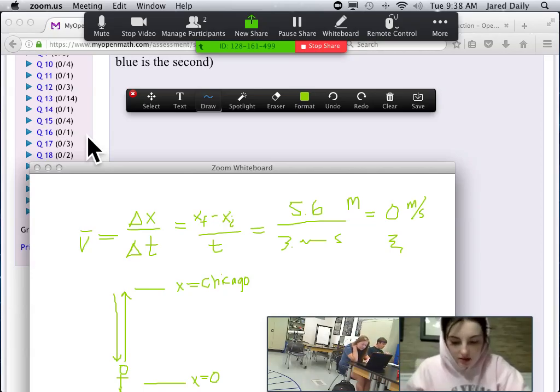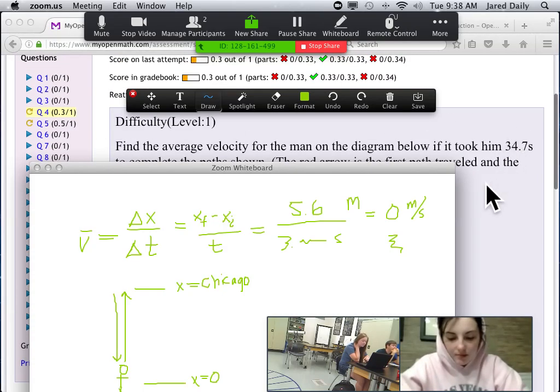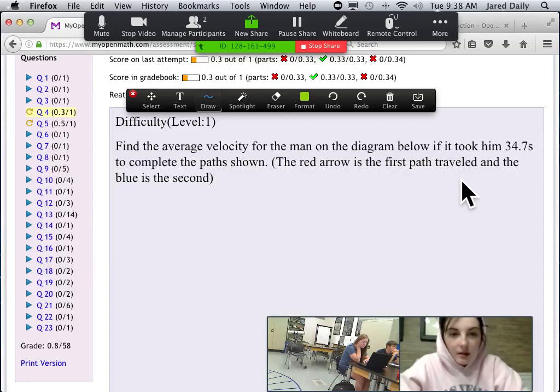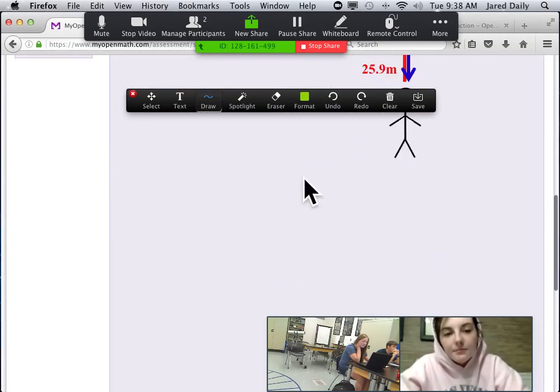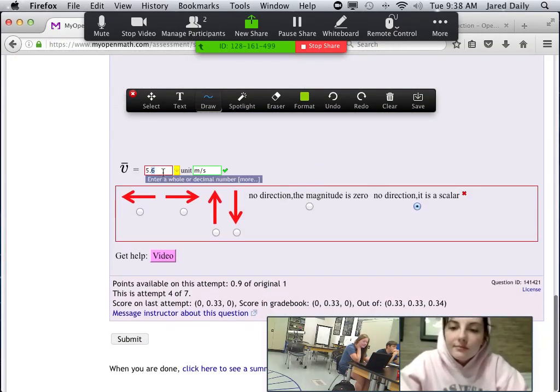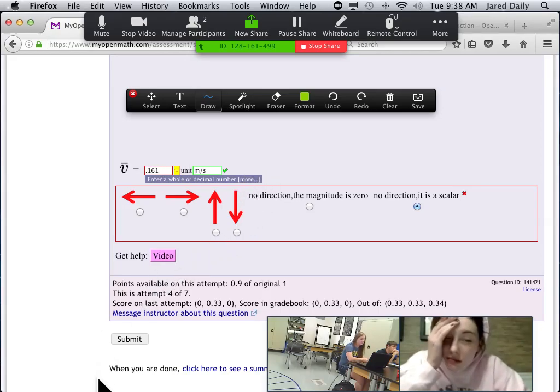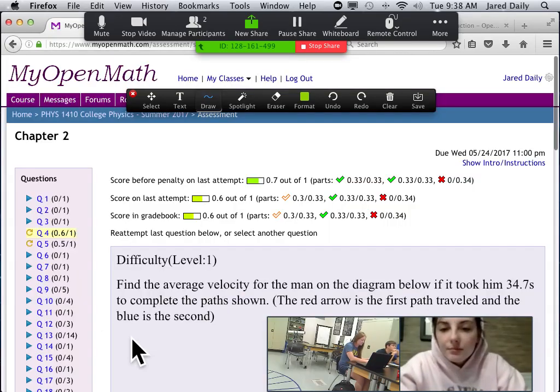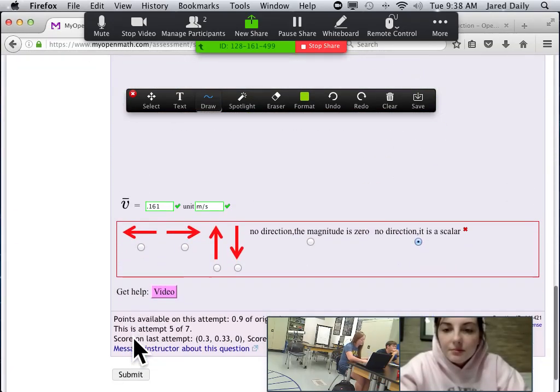I couldn't hear you, sorry. 5.6 divided by 34.7. Was it 34.7? 34.7 equals, so that's 0.161. Is that what you were saying, 0.161? I couldn't hear you very well. For some reason, your audio is not coming through. 0.161. Submit that. Okay, so now it looks like we got it right.